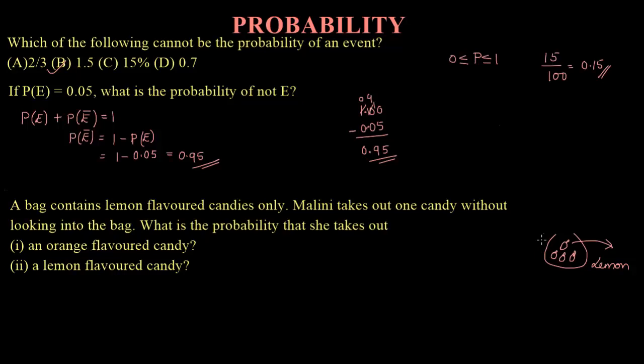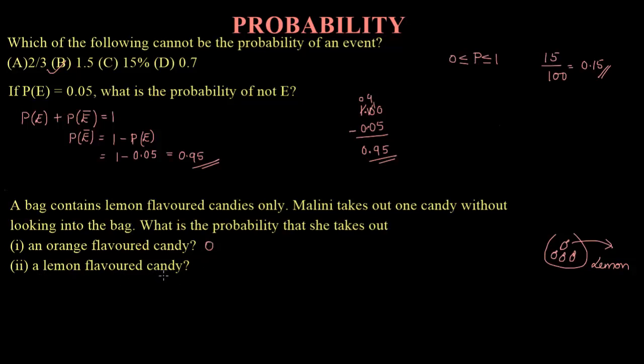So an orange flavor candy is not present in the bag and they are asking you to find the probability of that. So obviously it is impossible. If the bag does not have an orange candy, then how can she take an orange candy? So it is impossible, right? So what is the probability of any impossible event? It will always be 0, right?